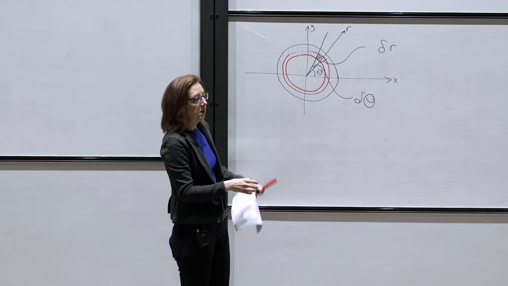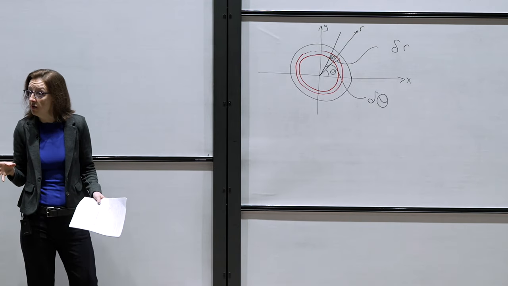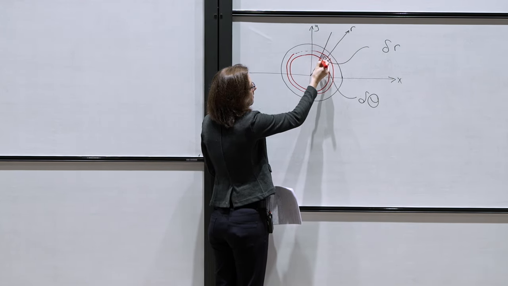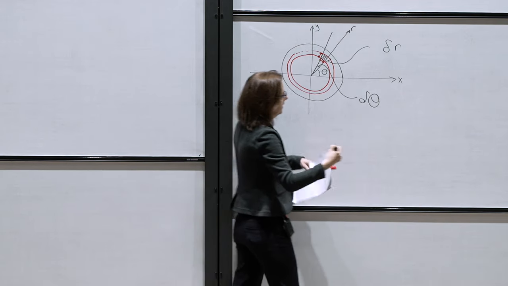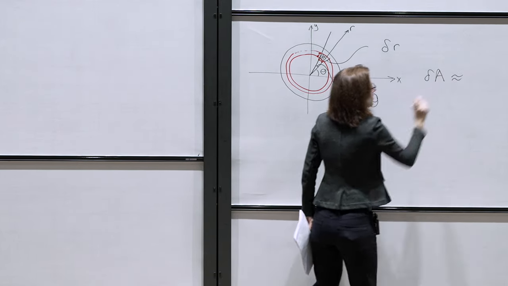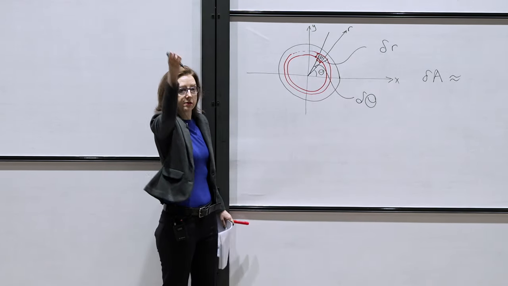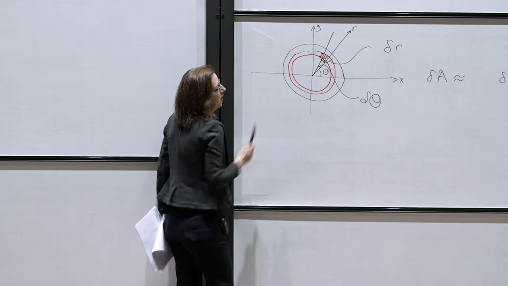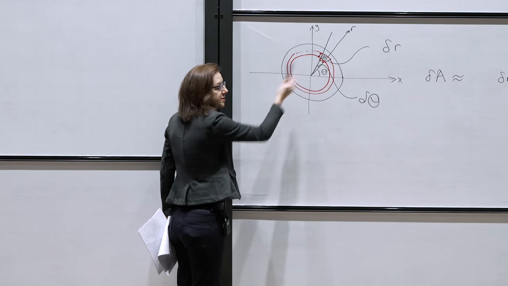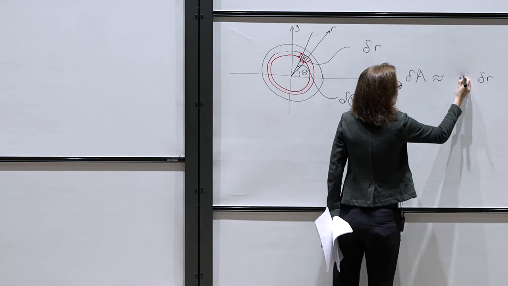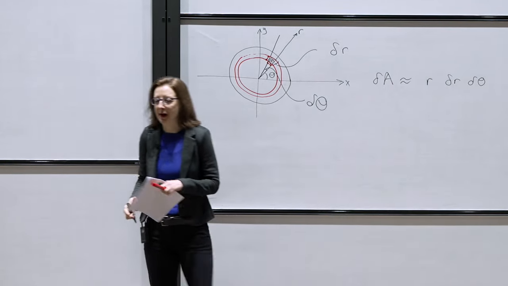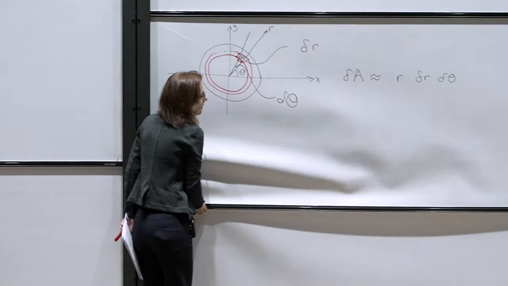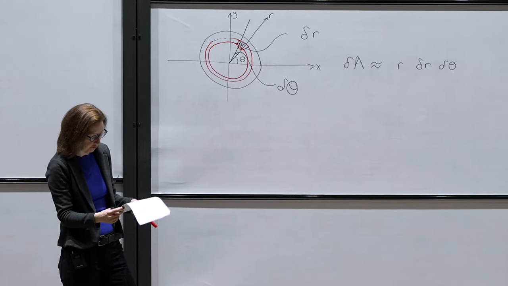So approximately, for small delta r and small delta theta, we can approximate the area of this element as this distance here times this distance here. So approximately, delta A is going to be given by, well, this distance in the radial direction is just delta r. And then this distance here is just delta theta times the radius, which is r delta theta. Approximately. I'm invoking the fact that delta r and delta theta are small to allow myself to do this. In an approximate sense, that's what we get.